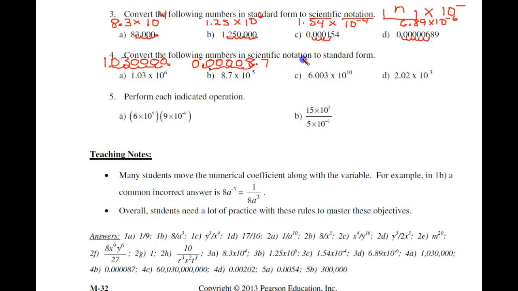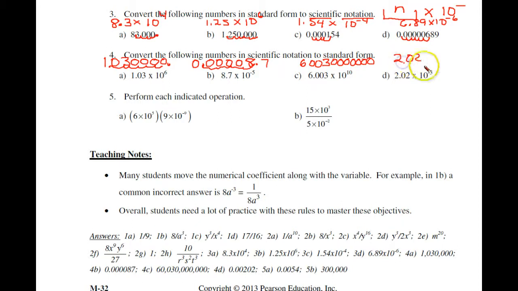Okay, so there's my number, 6003. So in a sense, I have 3 decimal places. I have to add how many more zeros? I have 3, got to add 7. So 1, 2, 3, 4, 5, 6, 7. There's my number.